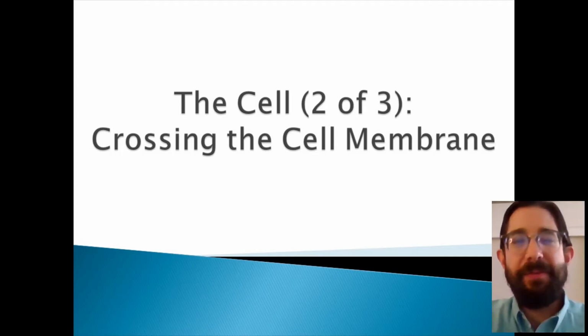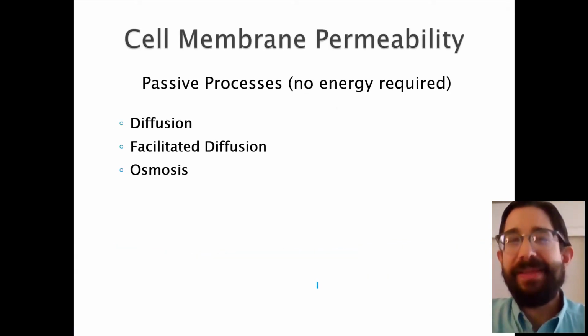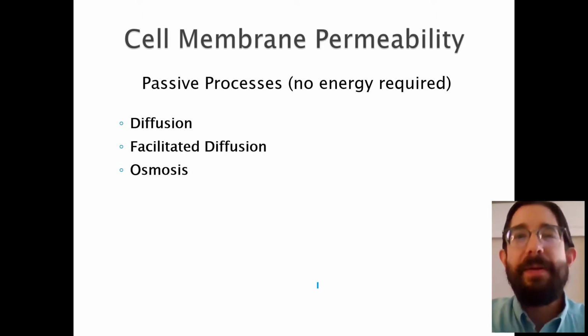How do things cross the cell membrane? There's a lot of different ways that can happen. Sometimes it happens passively. It doesn't require any energy. And we'll talk about 3 examples of passive permeability.